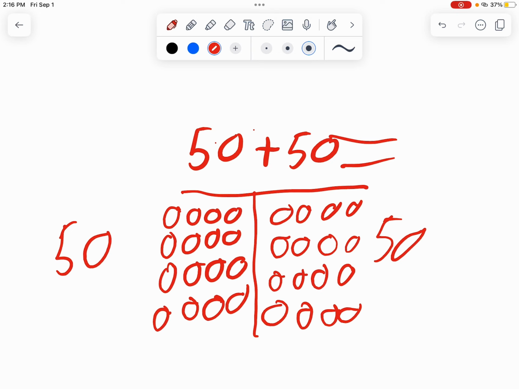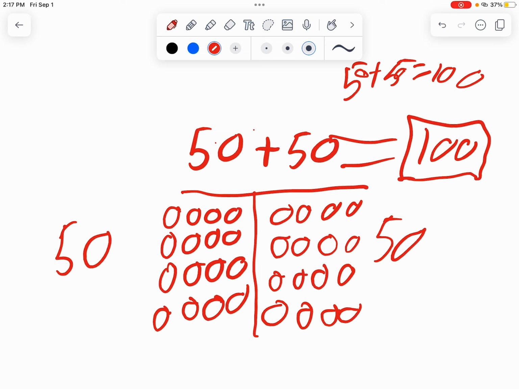50 plus 50. 5 plus 5 equals 10. Therefore, 50 plus 50 equals 100. Which, if this had 50 plus 50, this would also be 100. But as it's only 5 plus 5, it's only 10. So the only thing you're adding to this is an extra 0 instead of 1 0.